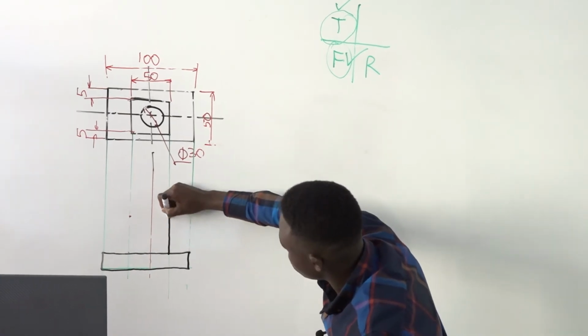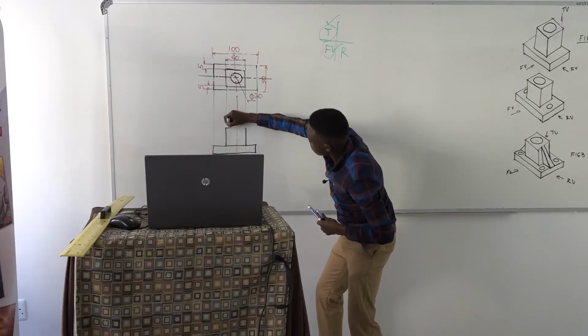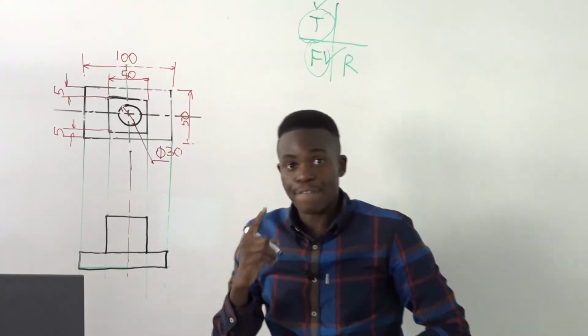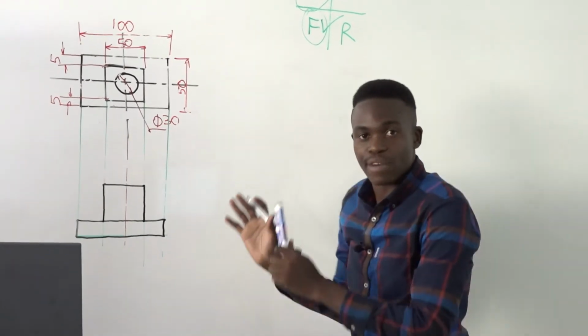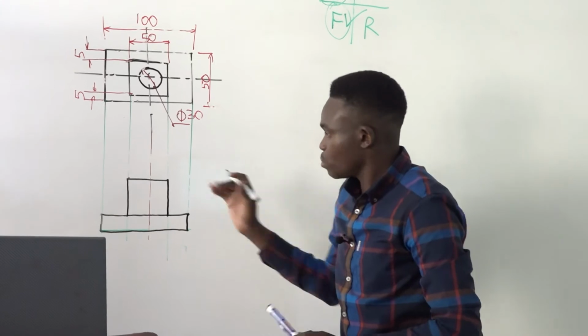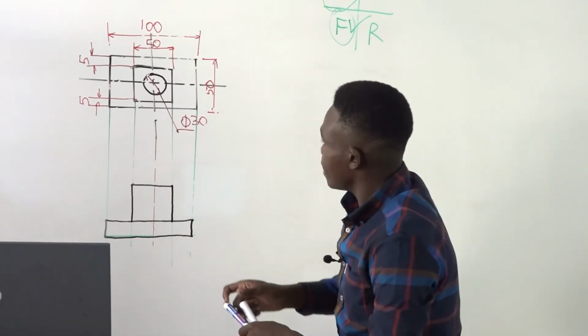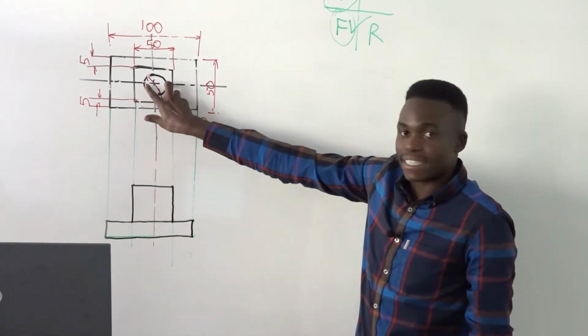Please, you should be using drawing instruments. Here I'm just saving time by using freehand drawing. Not necessarily that everything here has been done freehand. You should be using your drawing instruments. Now, you can see that we've got a circle.